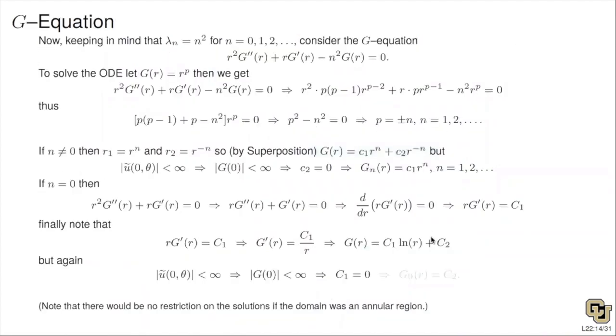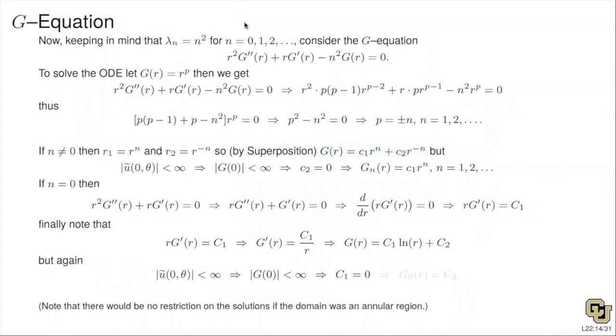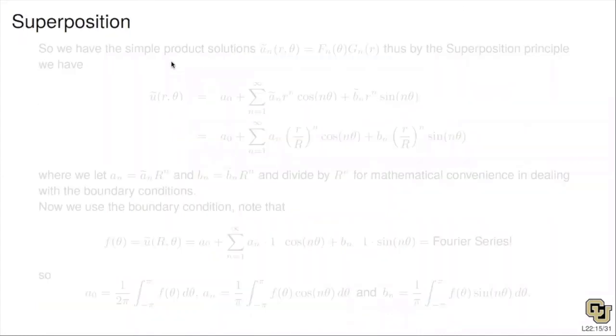So I don't know why that's so weird. The transition disappeared. Anyway, as I say here, there's no restriction if you have a different domain. For example, if you're on an annulus, think about why that's true.